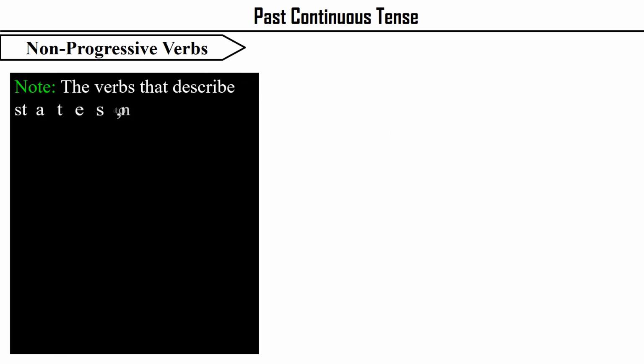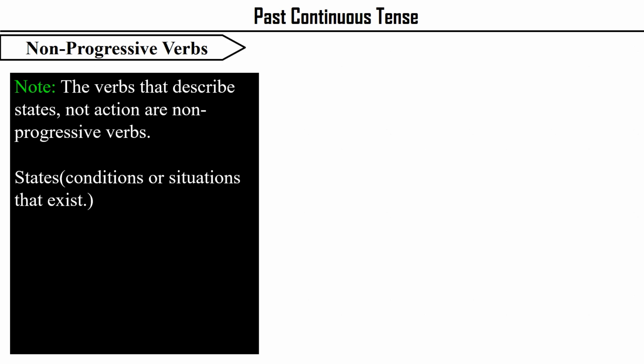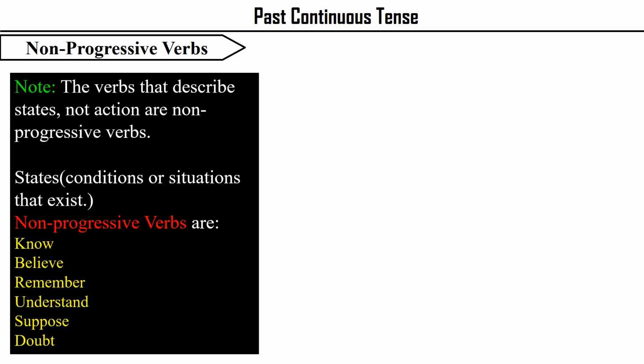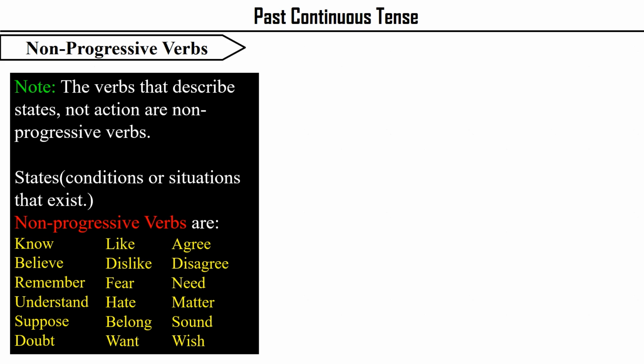The verbs that describe states, not action, are non-progressive verbs. Stative verbs are non-progressive verbs. State means conditions or situations that exist. For example, non-progressive verbs are know, believe, remember, understand, suppose, doubt, like, dislike, fear, hate, belong, want, agree, disagree, need, matter, sound, wish, etc. There are many types of stative verbs.